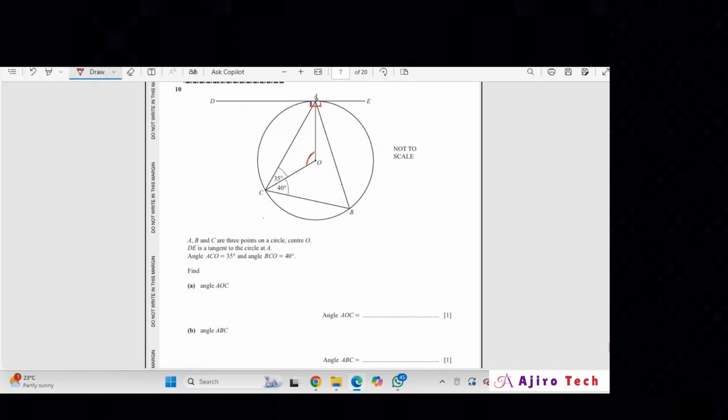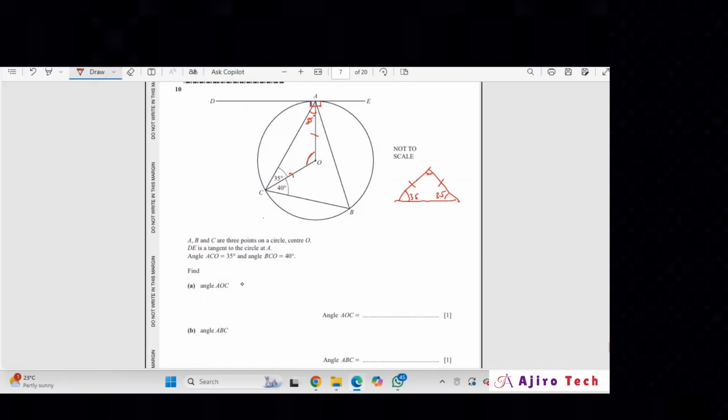Now, from A to O is a radius. So that means these two sides there are the same. They are radii. AO and CO, they are the same. And you know, base angles of an isosceles triangle are the same. If I draw something up here and I have an isosceles triangle, this is it. So you can see that here is 35. This place also is going to be 35. Remember, here is the O we're looking for. So this place now is 35. Base angles of an isosceles triangle are the same. So I can get O now.